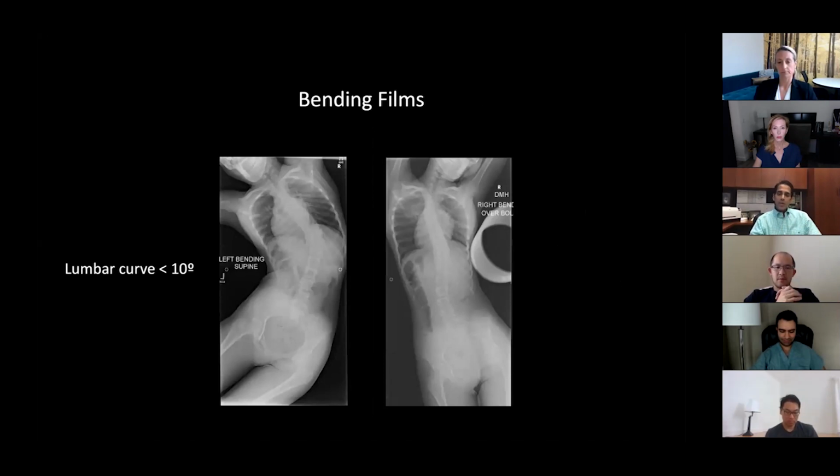These are the bending x-rays, and I prefer the lumbar bends to be done supine with maximal effort. You can see her ribs are actually touching her pelvis. This is a good bender. The other bender is done over a fulcrum.